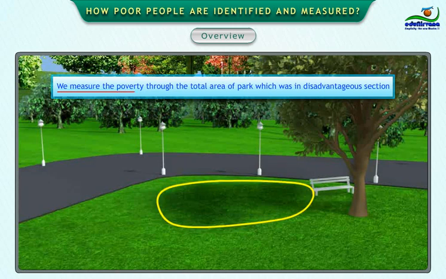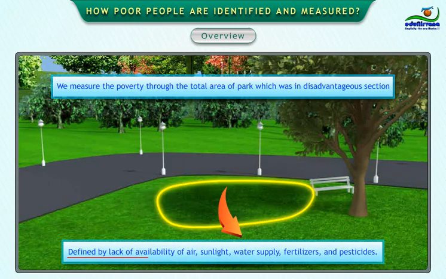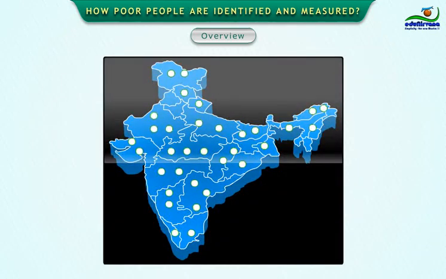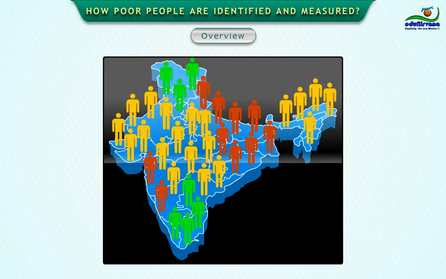We measure poverty through the total area of the park which is in a disadvantageous section, defined by lack of availability of air, sunlight, water supply, fertilizers and pesticides. In a small park like this, it is quite easy to find areas where there is limited access to development resources. But imagine if we had to do the same exercise for all the parks in the country. A massive work, right? In the real world, the idea remains the same.